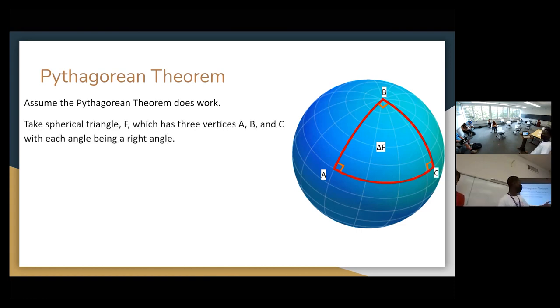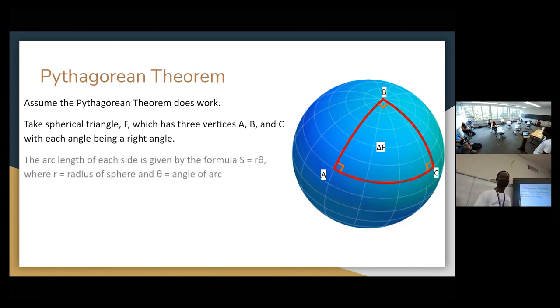So now we have spherical triangle F with 3 vertices, A, B, and C. And each of them has a right angle. And according to Euclid's 4th postulate, all right angles are congruent. So the arc length of each side is given by the equation S equals R theta, where R is the radius and theta is the angle of the arc.